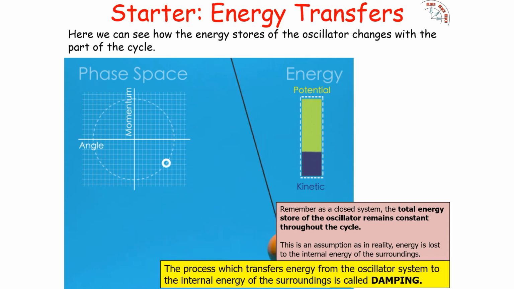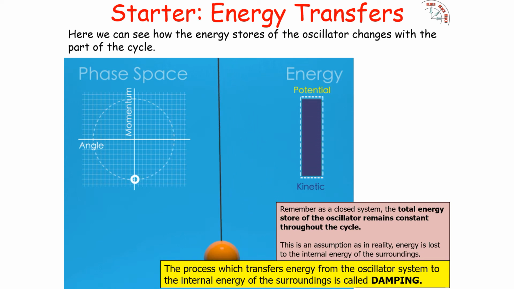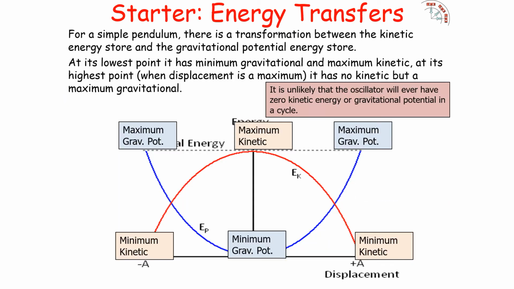Now the process which transfers energy from the mechanical system, the oscillating system, to the internal energy of the surroundings is called damping. So it's unlikely an oscillator will ever truly have zero kinetic energy or gravitational potential in a cycle.